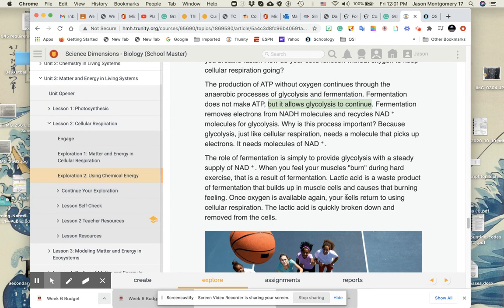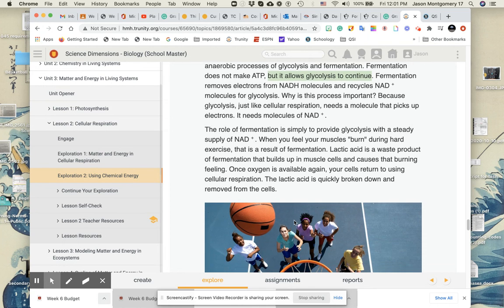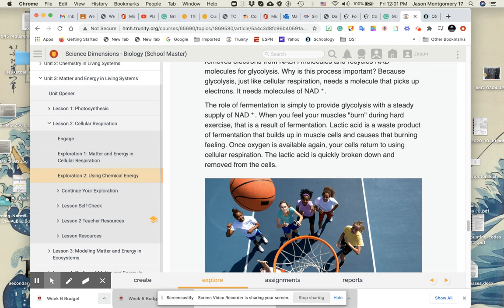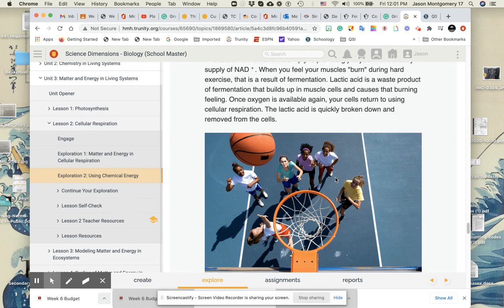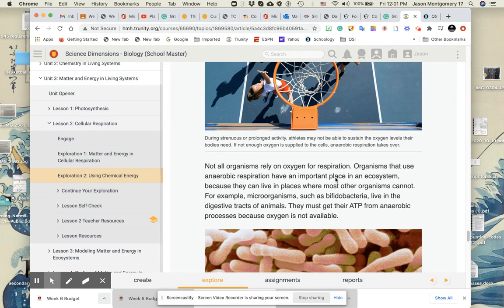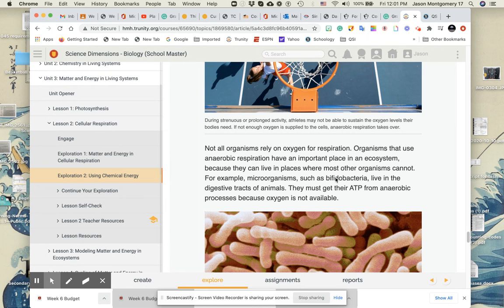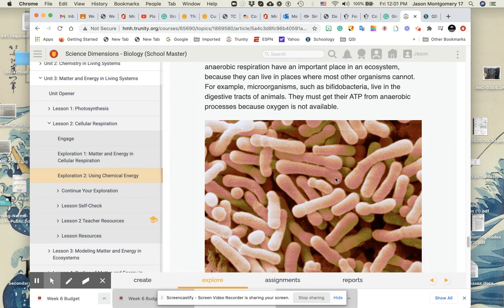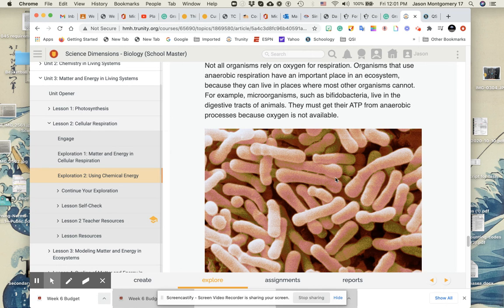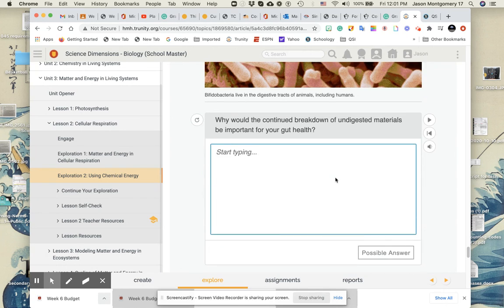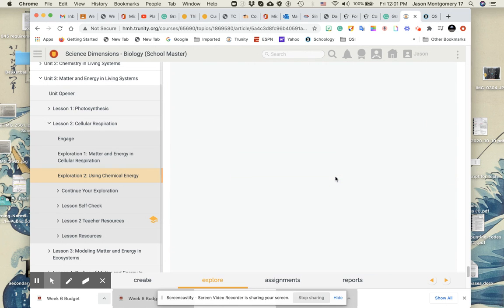Once oxygen is available again, your cells can return to using cellular respiration. So this is why it's extremely important, after a hard day of exercise, to go out and get your heart rate up in order to get as much oxygen in your body so you can finish breaking down lactic acid and complete the cellular respiration process. So you just got to stop being lazy and go out there and do it. We also talked about the fermentation of different microorganisms producing some of our favorite food products.